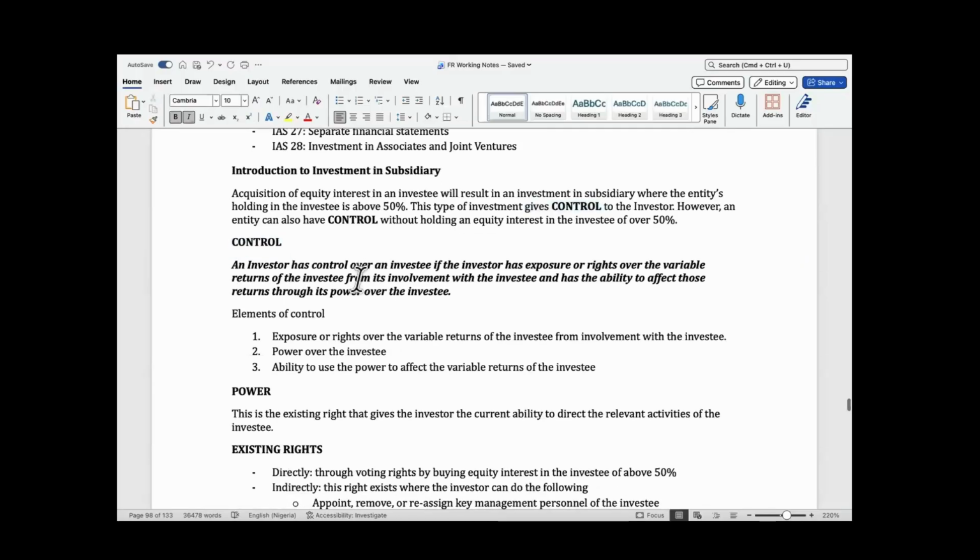And when we say control, it says here that an investor has control over an investee if the investor has exposure or rights over the variable returns of the investee from its involvement with the investee and has the ability to affect those returns through its power over the investee.